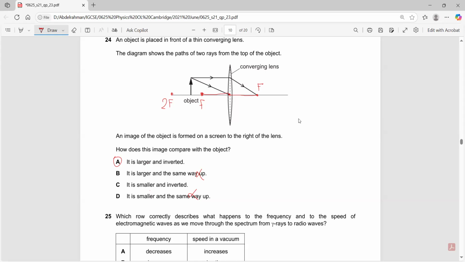Okay, what if I do not want to do that? Can I just continue these rays? Yes, you can extend these rays until they meet on the other side. When they meet on the other side, you'd have a larger and inverted image.